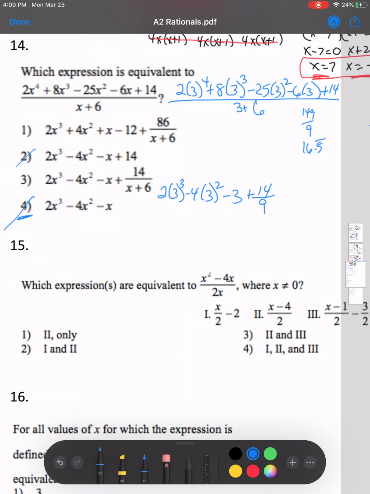2 times 3 cubed minus 4 times 3 squared minus 3 is, this is equal to 15. And then 14 divided by 9 is 1.5 repeating, which gives me the 16.5 repeating. So it's lucky that we started with number 3.